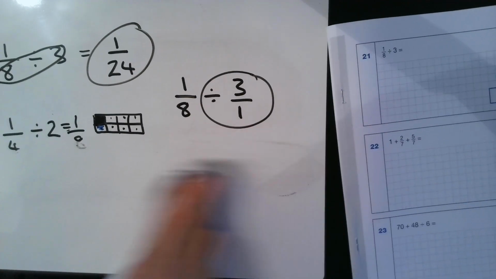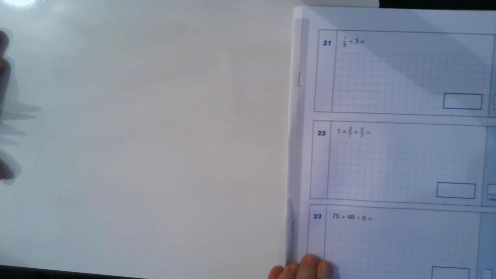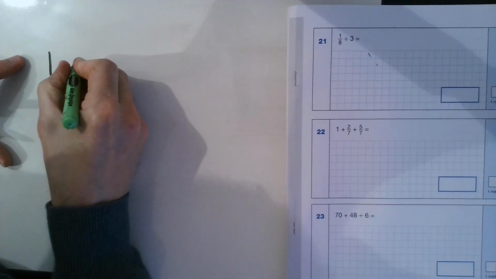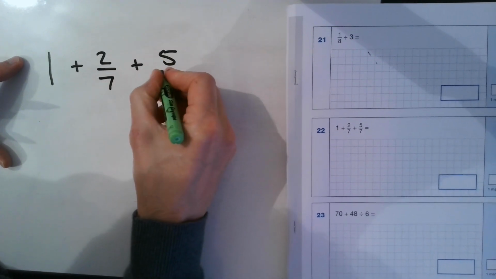Okay, next question. Okay, question 22. 1/1 add 2/7 add 5/7.